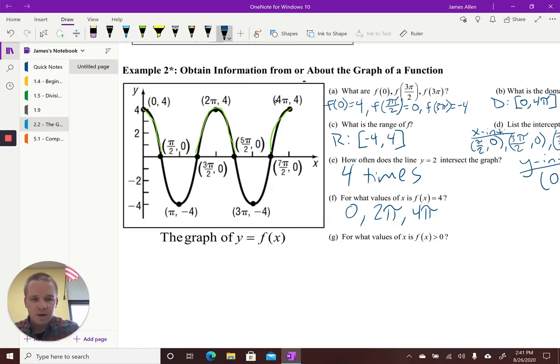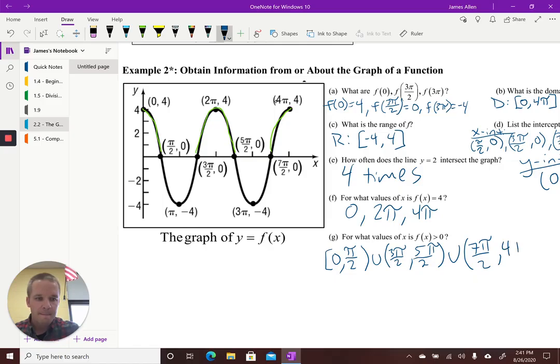So it looks like I'm going from 0, including 0, because that is a point on the graph, to pi over 2, but I'm not going to include that because it's equal to 0 at that point. Then we're going to union with from 3 pi over 2, again not including it because it's equal to 0 at that point, to 5 pi over 2, again with the parenthesis for the same reason. And then the last one, we're going to have 7 pi over 2 to 4 pi. And in this one, we do include it because it's a solid dot there, and it is greater than 0. All right. Not too bad.